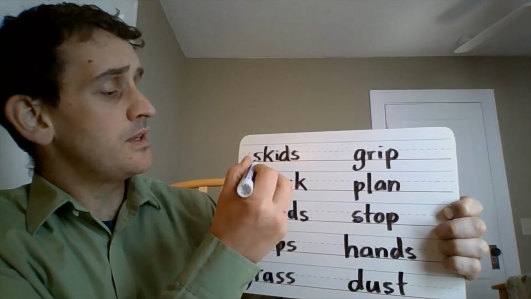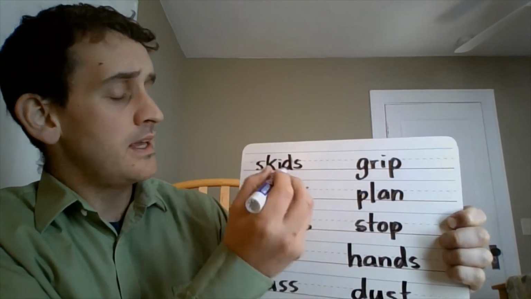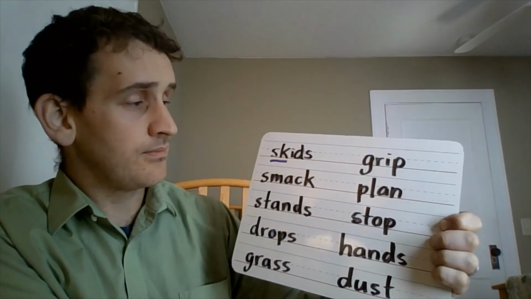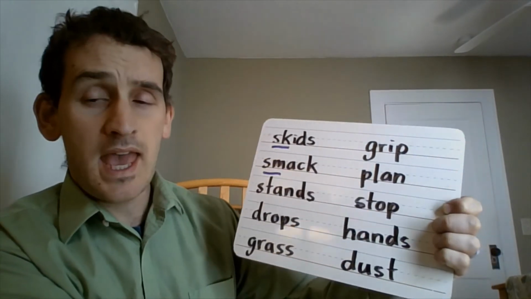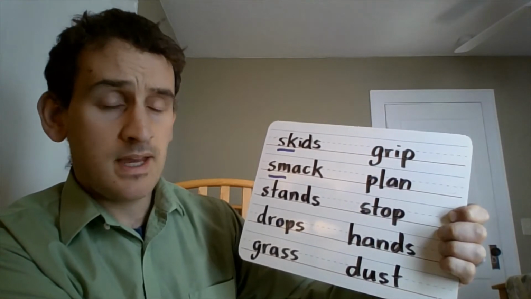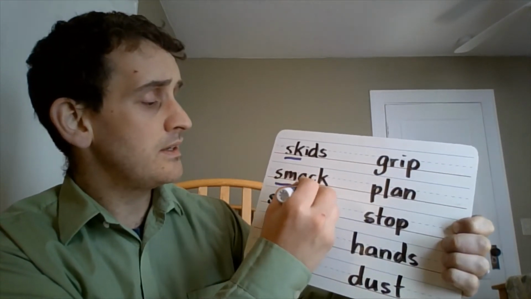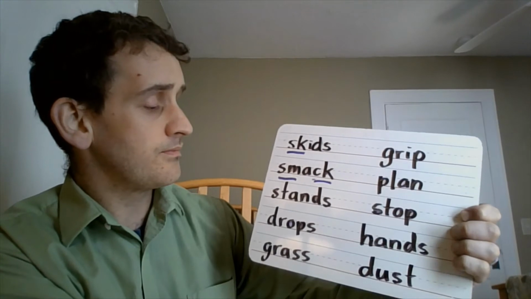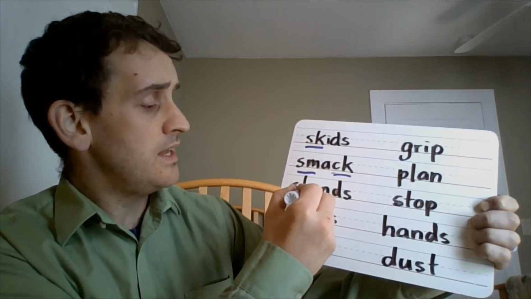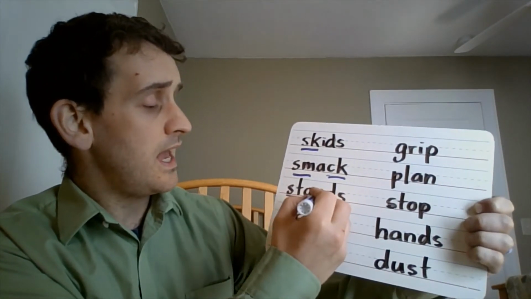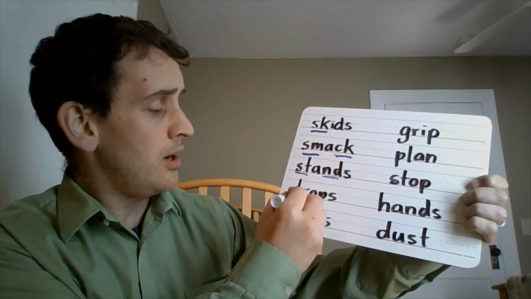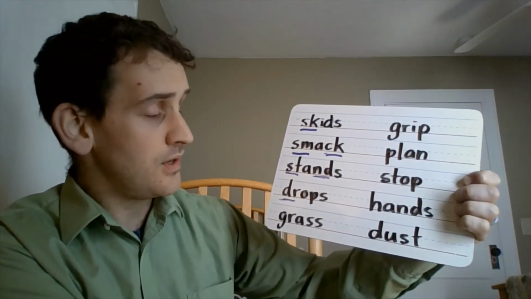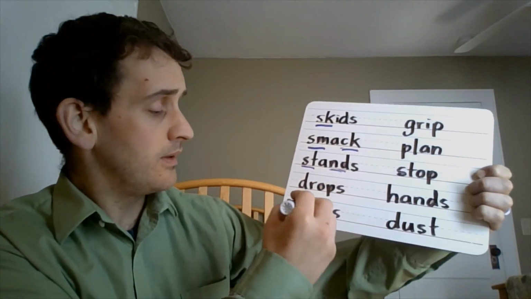Here in this word, skids, you can see the blend sk. In this word, smack, you can see sm is a blend, and k at the end. In this word, stands, it has st, and it has nd. Drops has dr at the start, which almost sounds like a J.